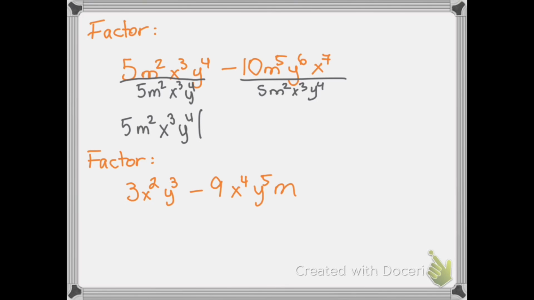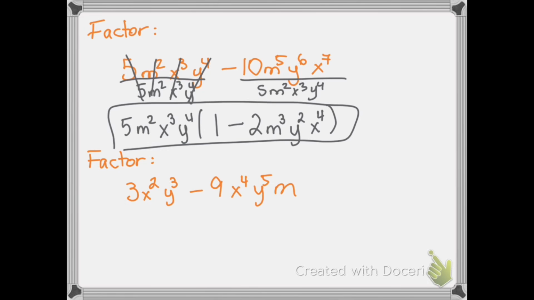So when I divide the first expression, everything cancels because we're dividing by the same number. So the answer will be 1. And we have to remember to put that 1. And then when we divide, 10 divided by 5 is 2. And M5 divided by M2 is M3. Y6 divided by Y4 is Y2. And X7 divided by X3 is X4. And that would be our answer.